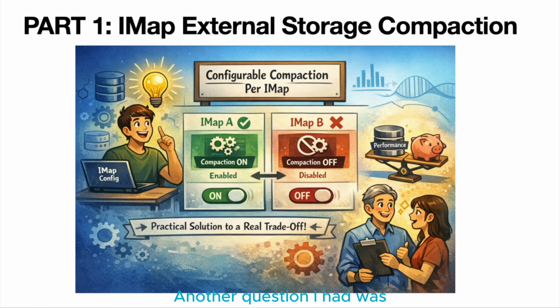Another question I had was, do we really need compaction for every IMAP? Since compaction itself requires additional resources, including background threads, I felt we should be more careful about where we enable it. So I came up with the idea of making compaction configurable per IMAP. This allows users to enable or disable compaction depending on their use case.